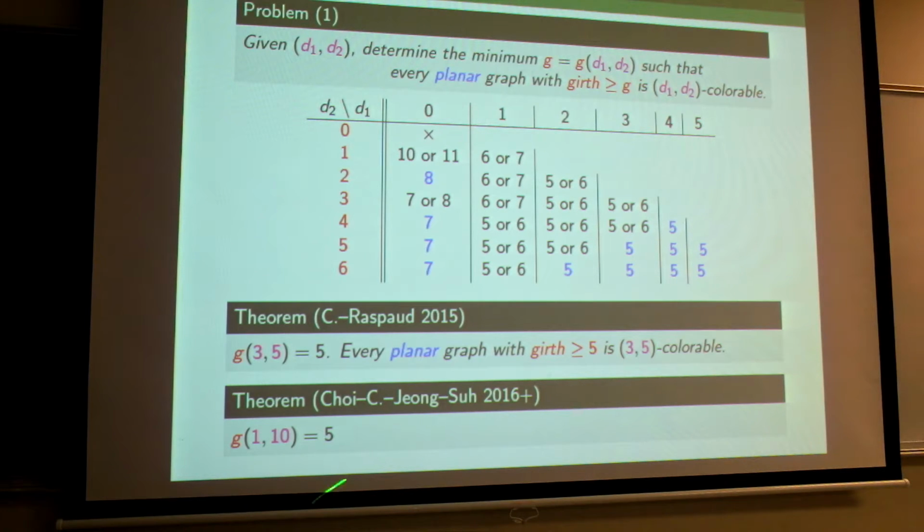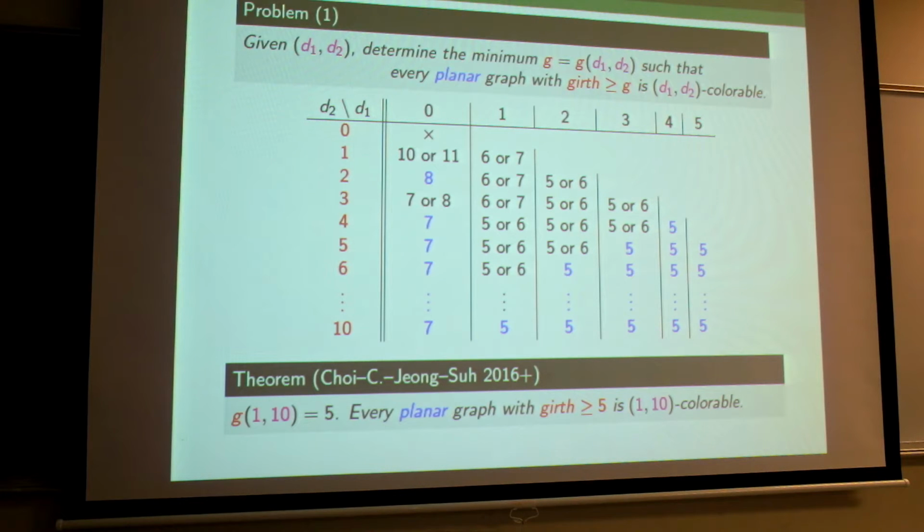We proved that there exists some D2, where G of 1 of D2 is 5. So what we actually proved is if you extend this table a little bit, we actually proved that from 6, if you go down all the way to 10, then this entry is a blue 5, and everything down is 5. So we actually proved every planar graph with girth 5 is 1,10 colorable. So what does this mean? This means that there's only finitely many values of this table left. So now there's like 15-ish values left.